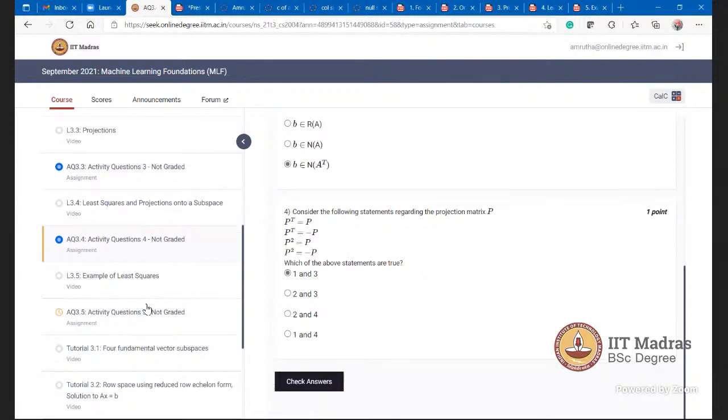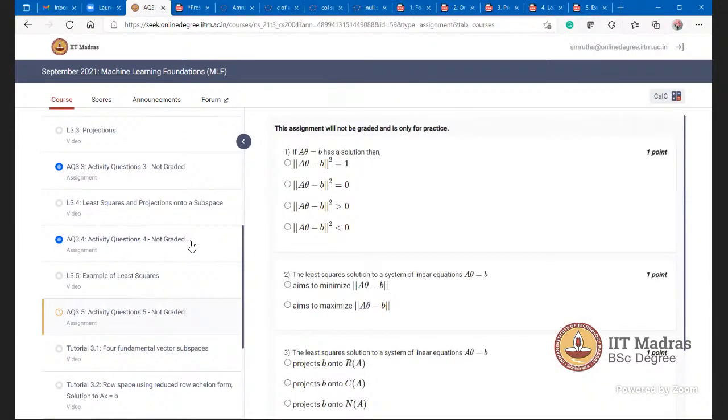Next is simple, an example for your least squares, based on least square projections. In the least squares method, we have considered theta as the parameter. If you consider the line, the slope and intercept is theta. The condition here is that it will have a solution when the length between A theta and B is equal to 0. This is the condition when you want to have a solution.